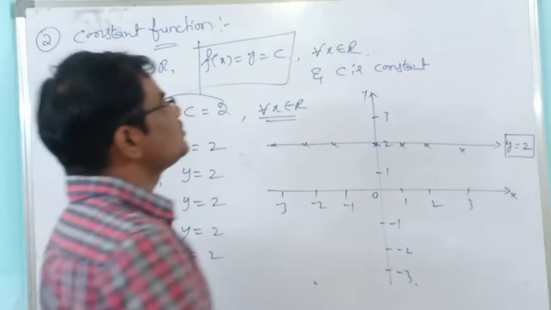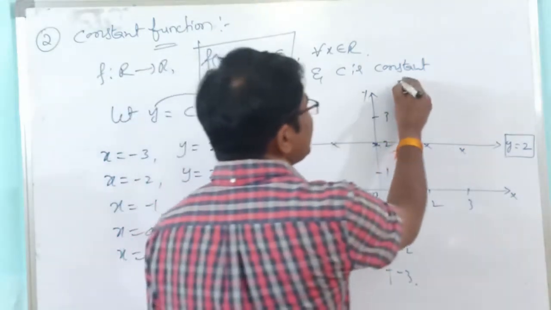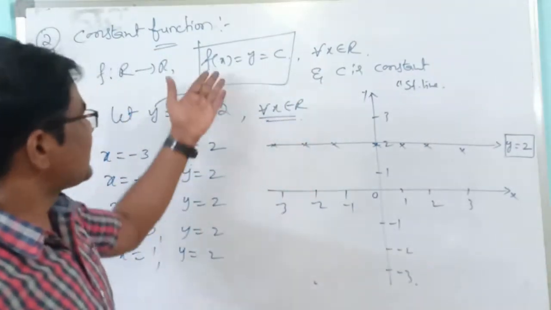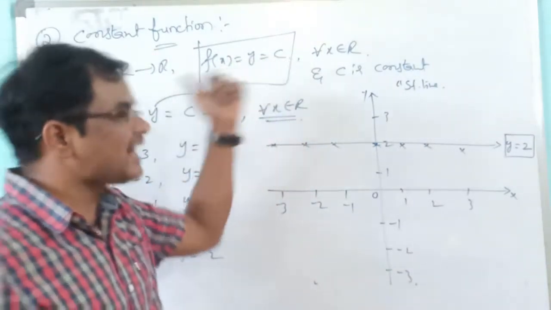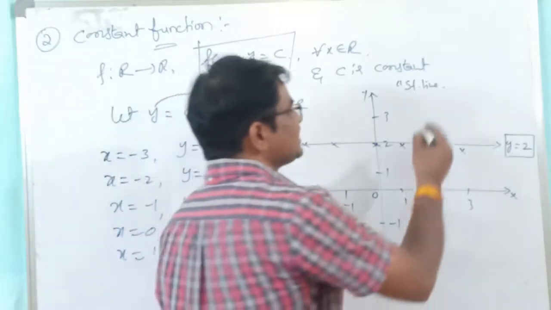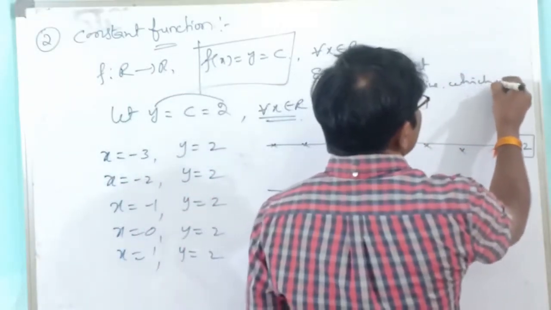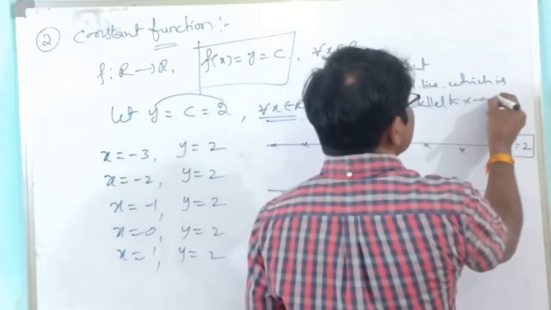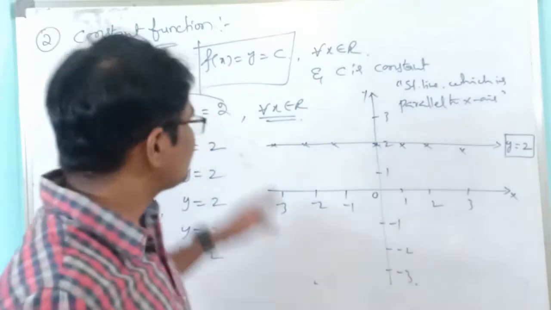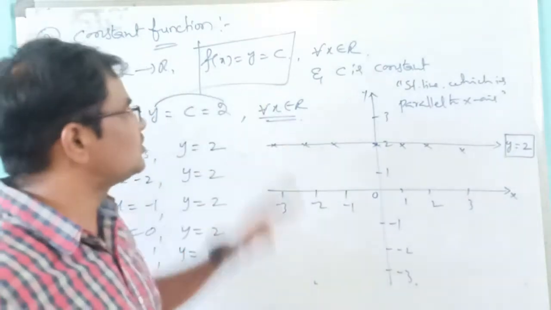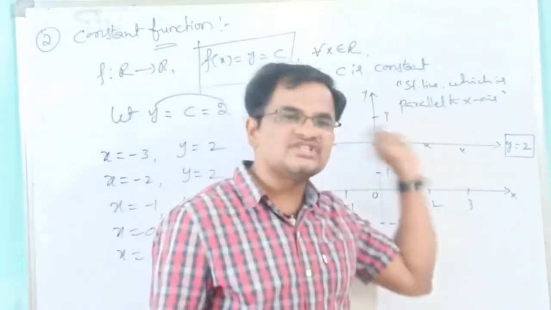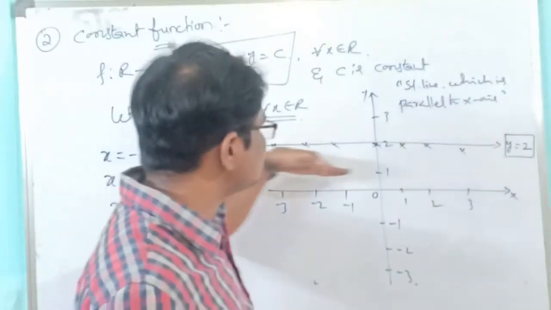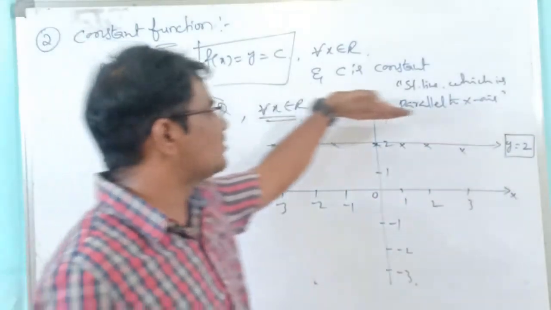So what is the conclusion here? This graph is also a straight line. This function y equal to constant is also a straight line which is parallel to the x-axis. So y equal to constant, or f of x equal to constant, is a straight line which is parallel to the x-axis. Suppose here y equal to 1, here y equal to 3.